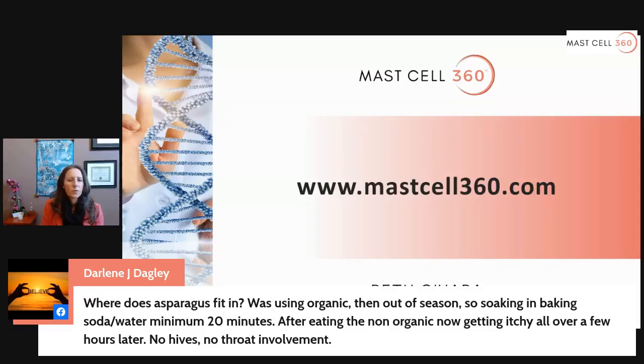Asparagus is a wonderful food, a good detox food. It does have some FODMAPs, and it may just have those pesticides. So I don't know for sure, Darlene, but asparagus is a wonderful food if you tolerate it. So I hope you can find organic, maybe frozen. I know it's not as good as fresh, but I use a lot of frozen in the winter.